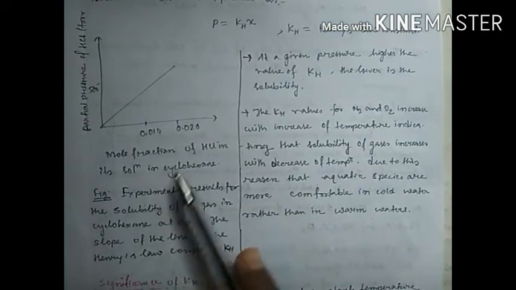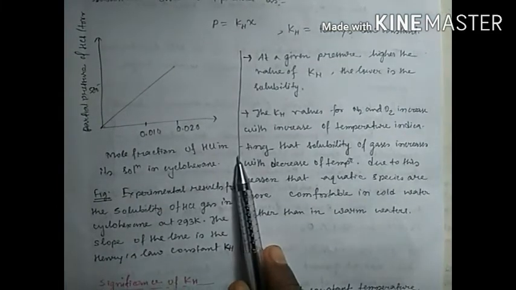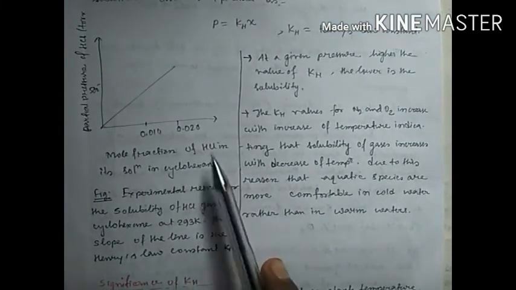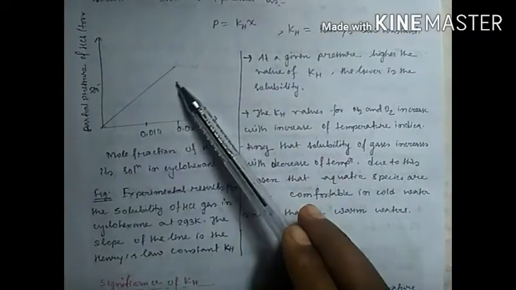Okay, here is one example of the mole fraction of hydrochloric acid in the solution of cyclohexane and the partial pressure; it goes like this.